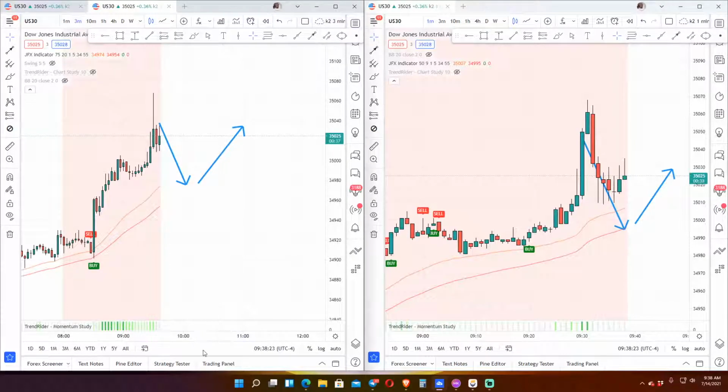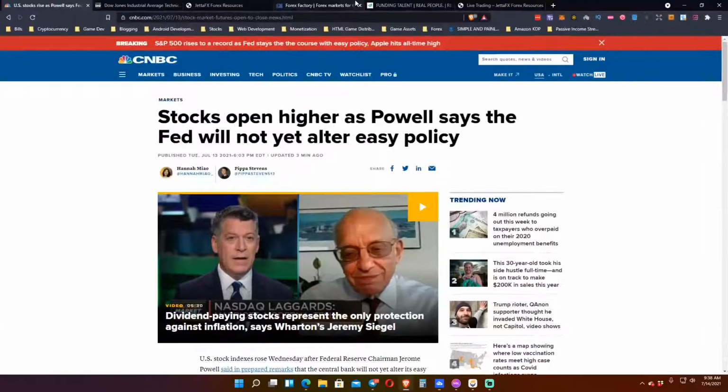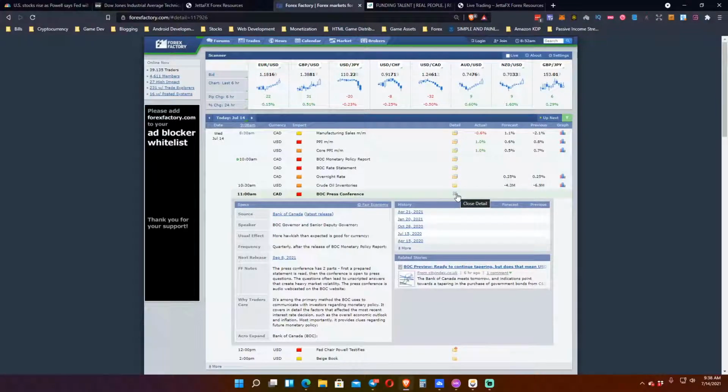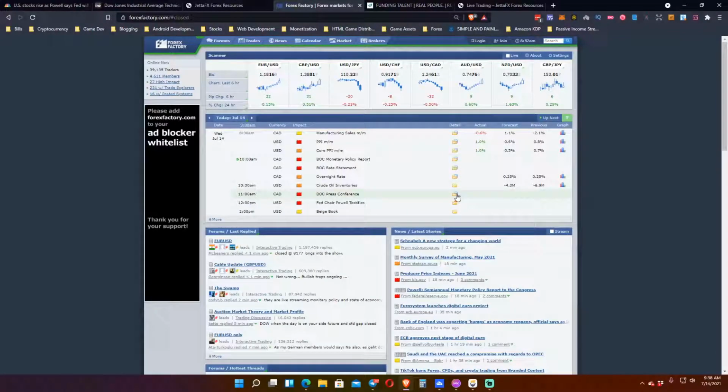And I think at this point, the market's just going to range until we get this news report here at 10 o'clock with the Canadian dollar, giving their monetary report and their overnight rate and rate statement. So that's at 10 o'clock. And then, like I said, at 10:30 we have the crude oil inventories and Bank of Canada press conference. And then 12 o'clock, Powell speaks, Jerome Powell.